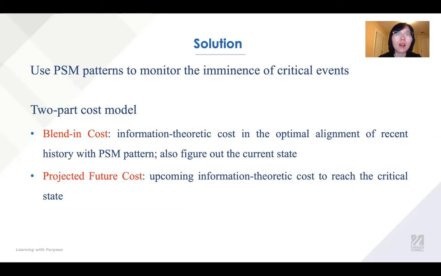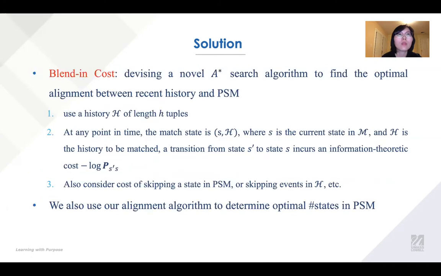First, the blending cost. Intuitively, it not only tells us how suitable the PSM pattern is for the given recent history, but it also informs us of the optimal estimate of the current state within the PSM. Then the projected future cost, the upcoming information-theoretic cost to reach the critical state. We use a history H of length H tuples to measure its minimum cost match with the given PSM.